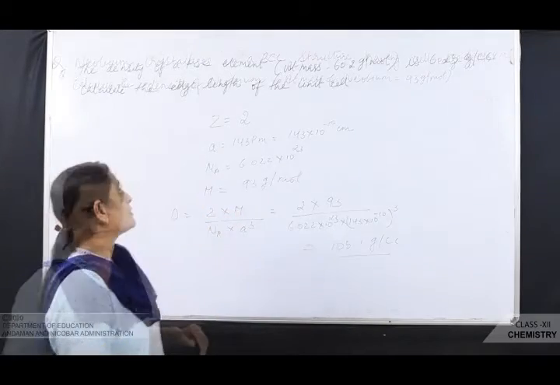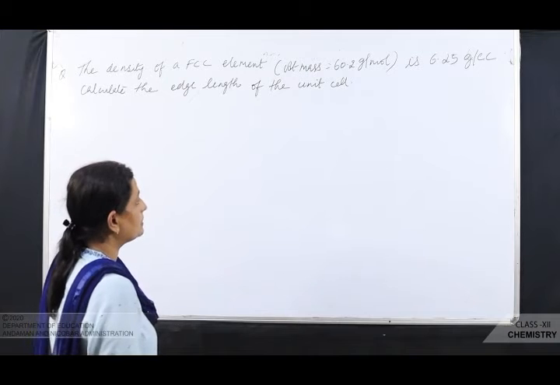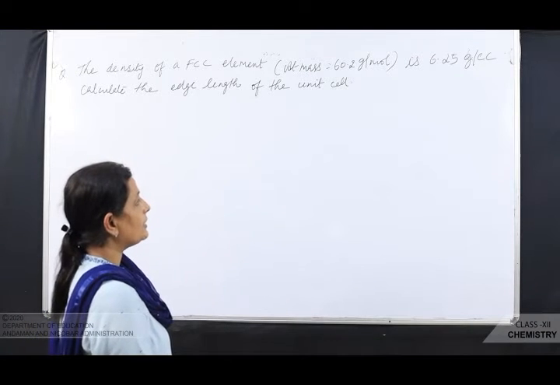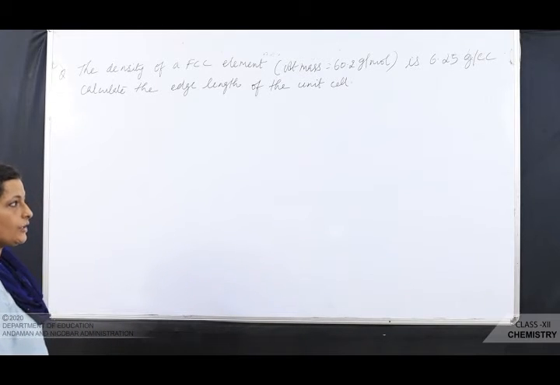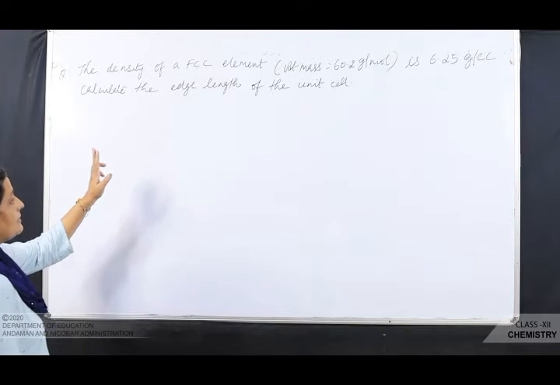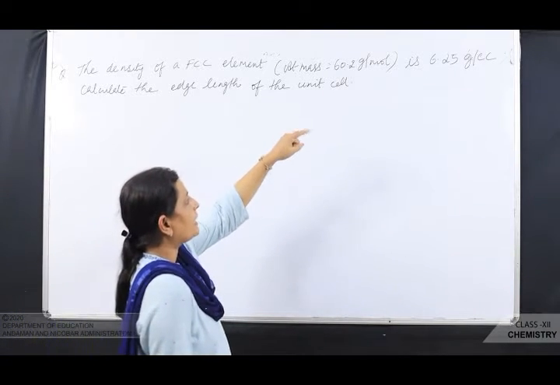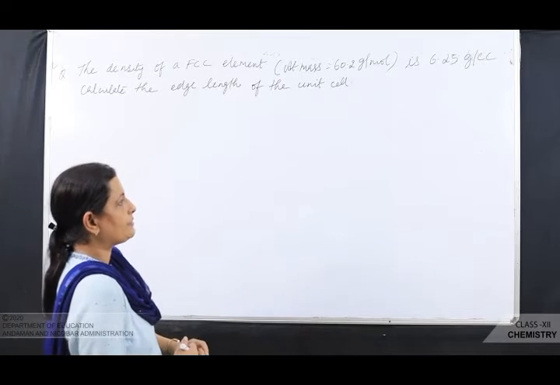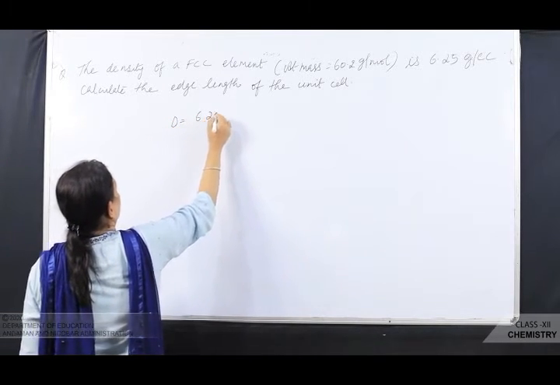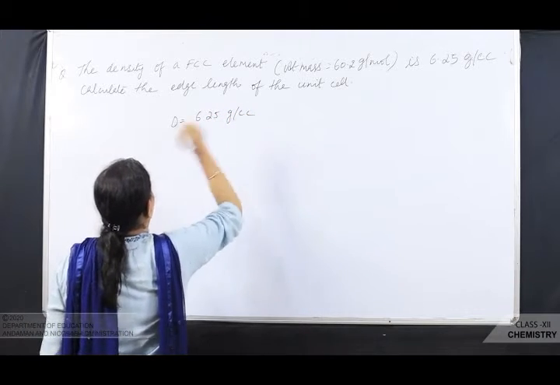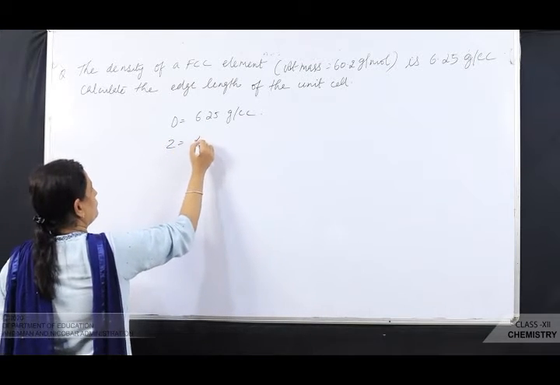So is it clear? Next question is, the density of a face centered cubic element of atomic mass 60.2 gram per mole is 6.25 grams per cc. Calculate the edge length of the unit cell. So density is given, D is equal to 6.25 grams per cc, and it is having what type of lattice? FCC. So Z is equal to 4.